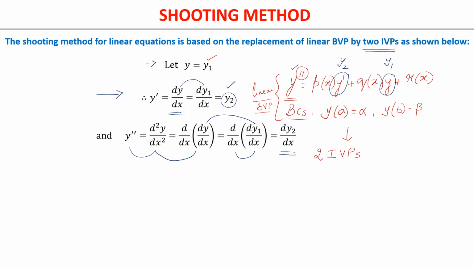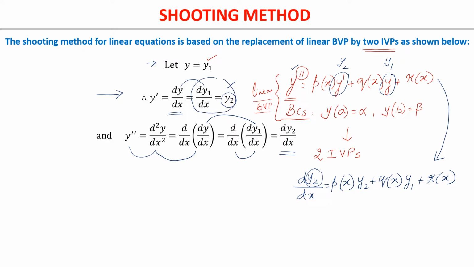Therefore, the second order ODE that we presumed will be dy2 by dx, which is y double dash, equal to p of x into y dash. Y dash is nothing but y2, plus q of x into y. Y is nothing but y1, plus r of x. So this is how the second order ODE is getting transformed. But what is this y2? Y2 is what we have notated. And what is it notated as? Dy1 by dx is denoted by y2.